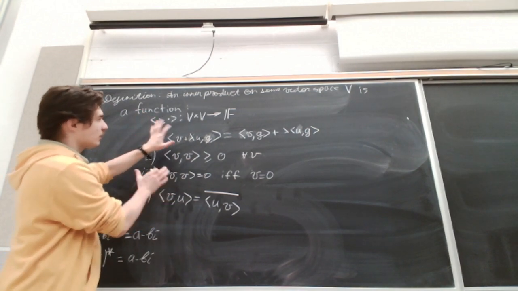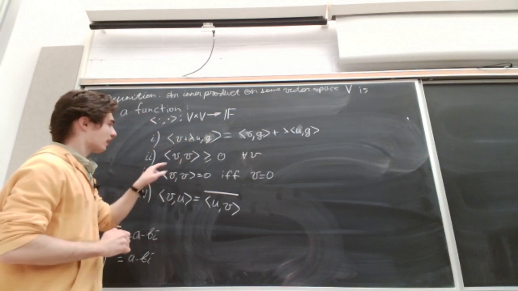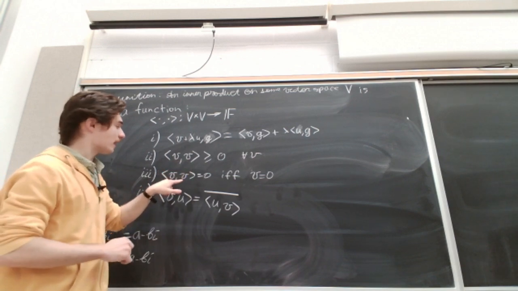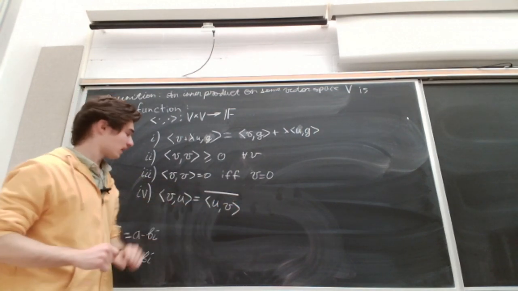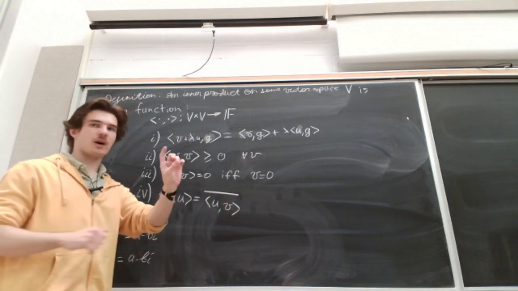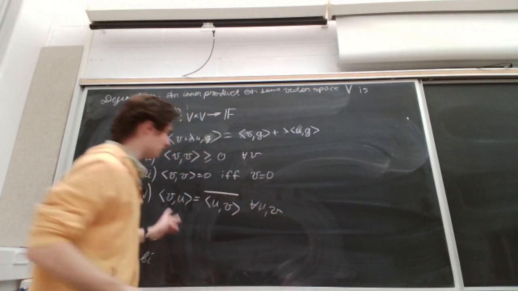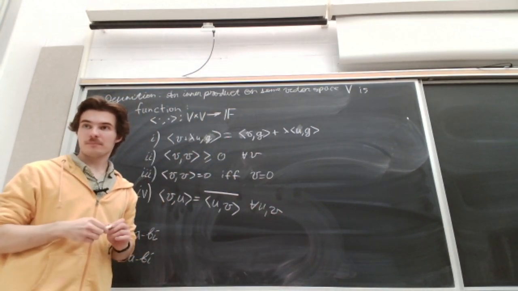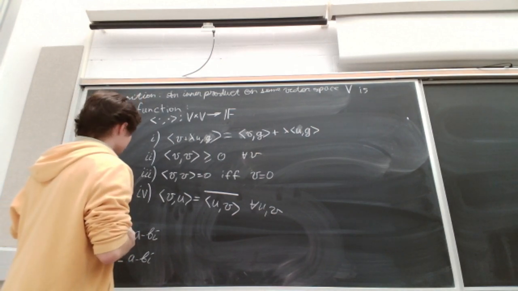So do people see? It's a function that takes in two vectors. It's linear in the first entry. If you plug in the same vector, it's always something greater than or equal to 0. And in fact, if you plug in the same vector and you get 0, then you know that that vector has to be 0. And it has this thing where, for all u, v, if you swap the entries, then you get the complex conjugate of what you had before. Makes sense?